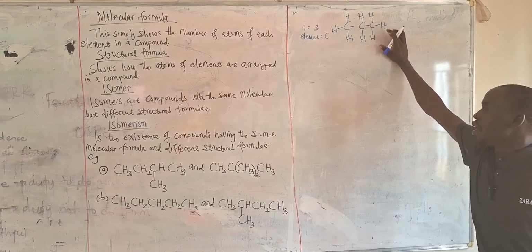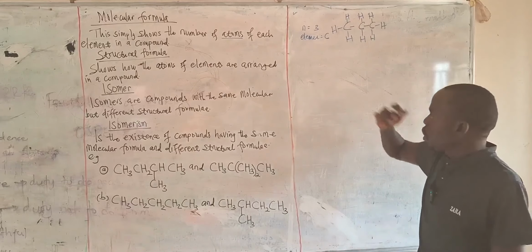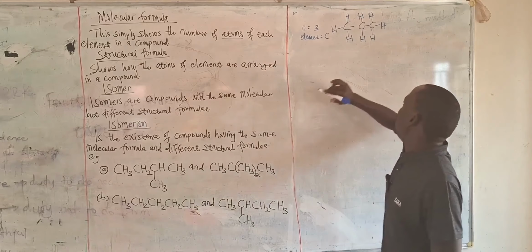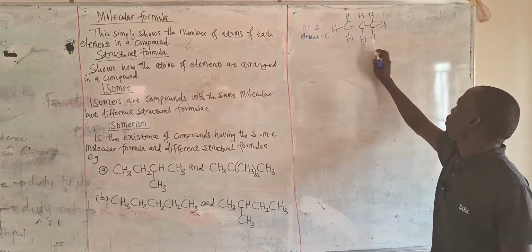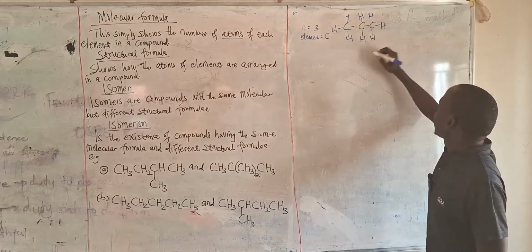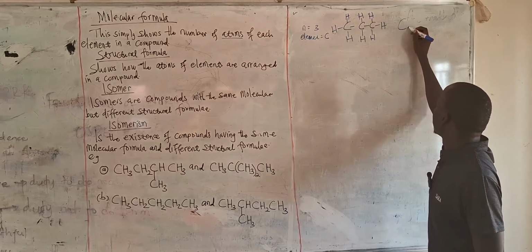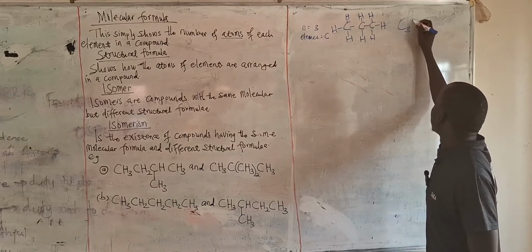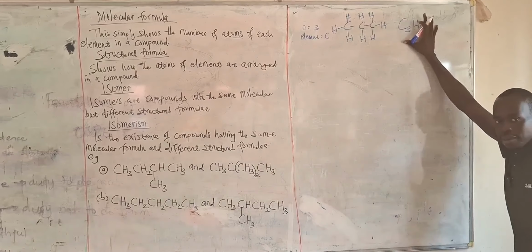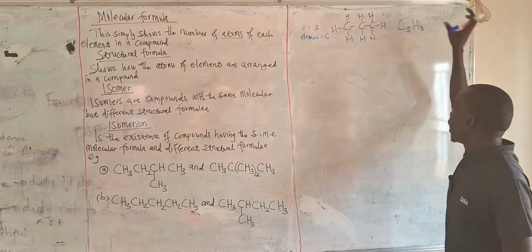But when we say molecular formula, what I'm explaining is that we shall be in a position to see the atoms of each element. So here we shall say 1, 2, 3, 4, 5, 6, 7, 8. So here we have 8 hydrogen, and we have 3 carbons. So you see something like this: C3, then also H8. So this is the molecular formula. It shows the number of atoms of each element in a compound.